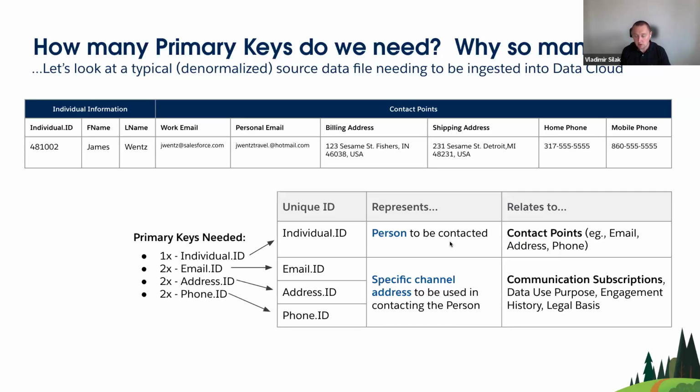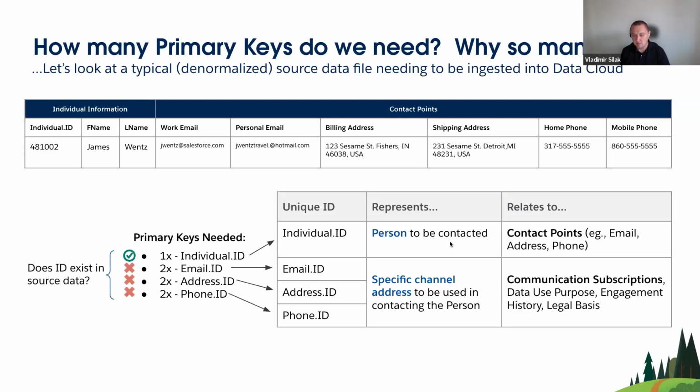And each of these records need to come up with their own unique ID. Because you can't use the same individual ID and ingest the billing address and shipping address as separate values or separate rows of information using the exact same primary key. Ultimately, only one of them will survive. And the same applies for email, same applies for phone. So that's a bit of a challenge that we're going to figure out, how do we do that?